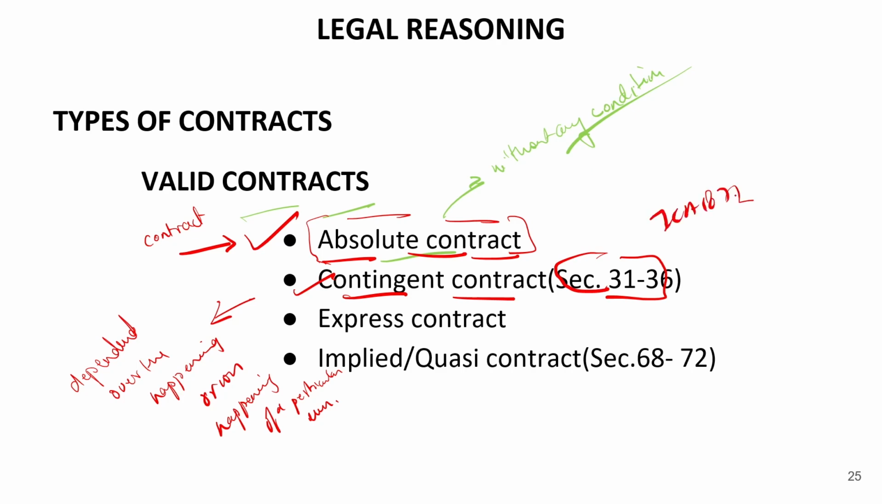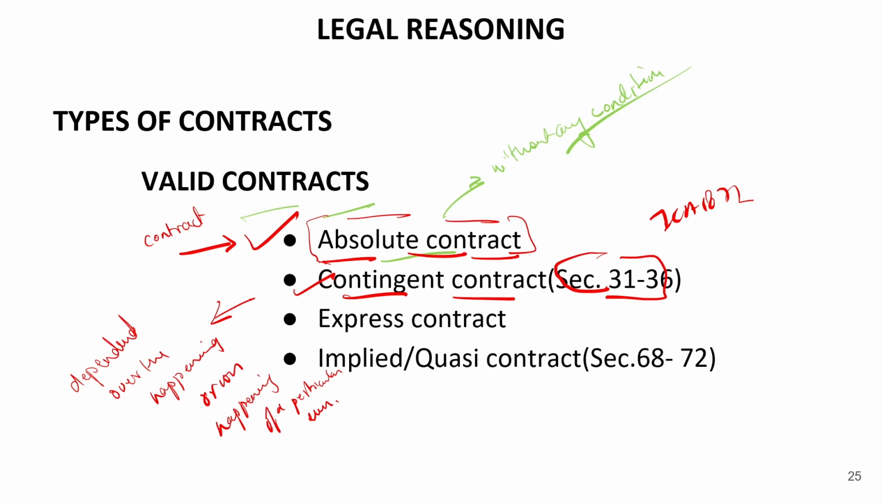I would just like to give you a definition for your better understanding, and that has been mentioned under section 31. Section 31 says a contingent contract is a contract to do or not to do something if some event collateral to such contract does or does not happen. Collateral to that contract. What does that mean?